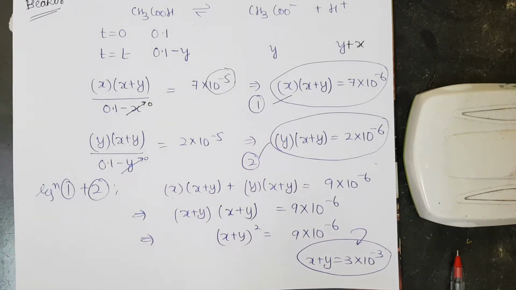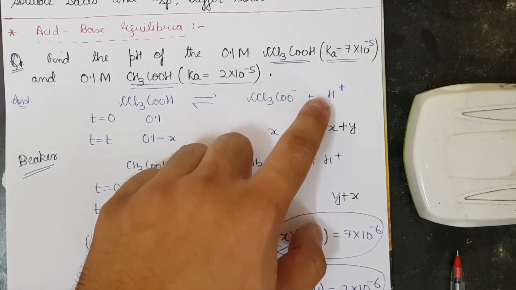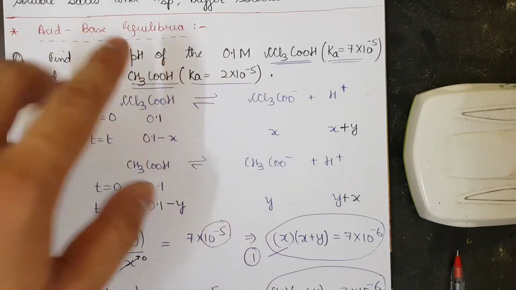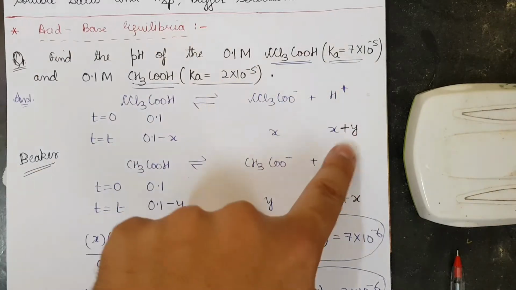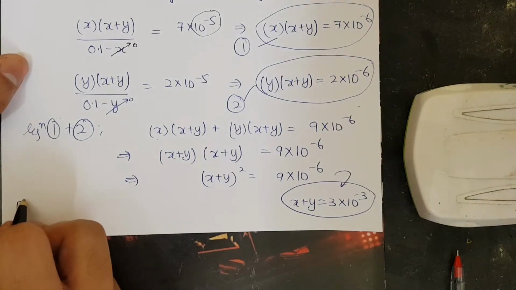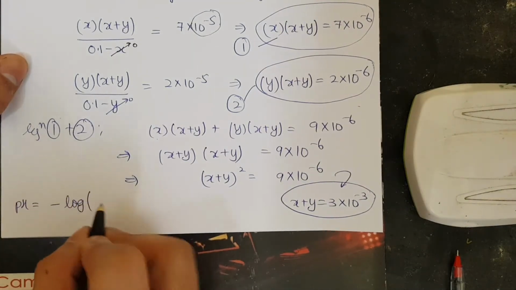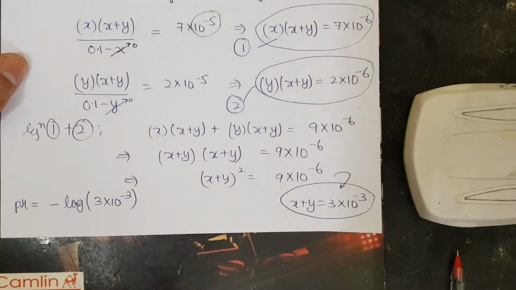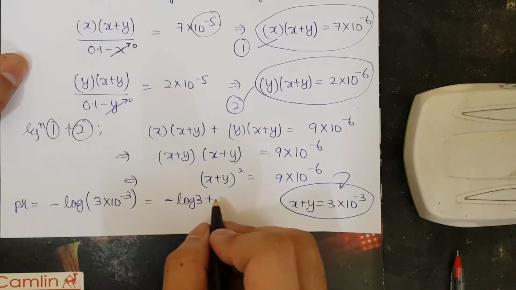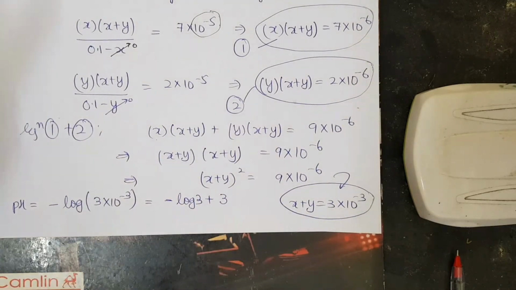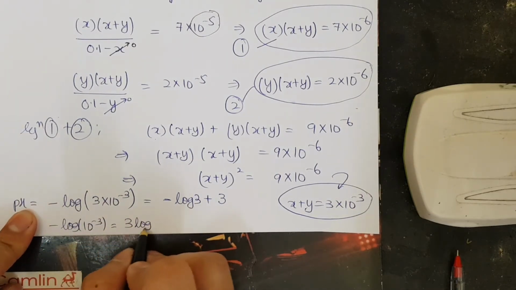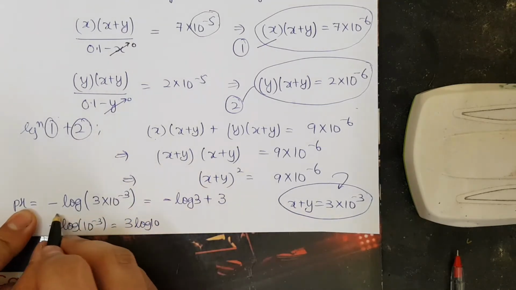Now what is x plus y basically? x plus y basically is the value of H plus. The H plus concentration is x plus y, and that is what has been asked. The pH of the solution has been asked. We know the concentration of H plus is equal to 3 into 10 raised to power minus 3. So pH is equal to minus log of 3 into 10 raised to power minus 3. That is basically equal to minus log 3 plus 3, because minus log of 10 raised to power minus 3 is equal to 3 log 10, and 3 log 10 is basically equal to 3.